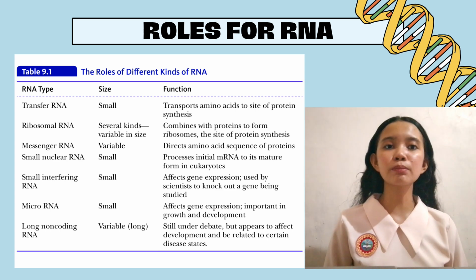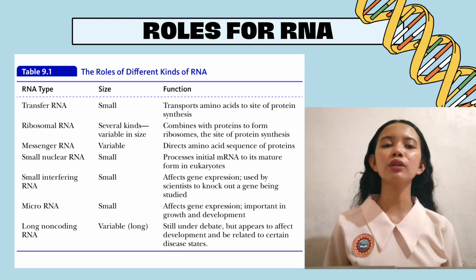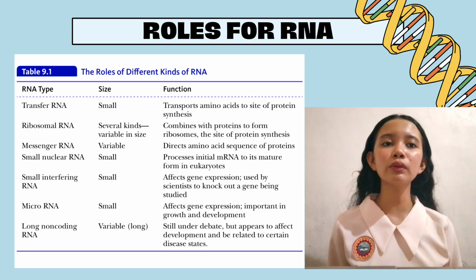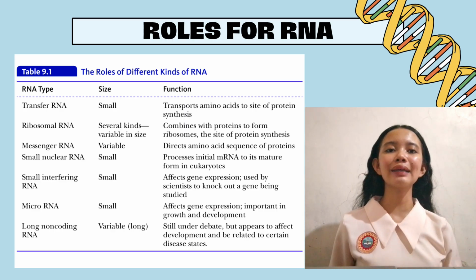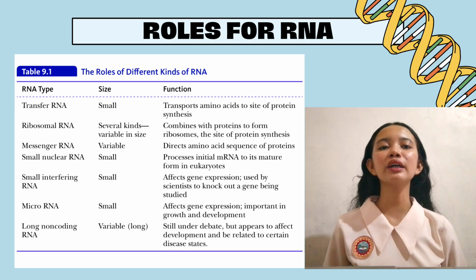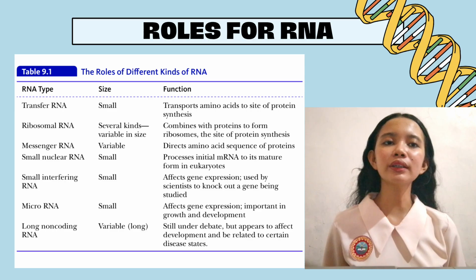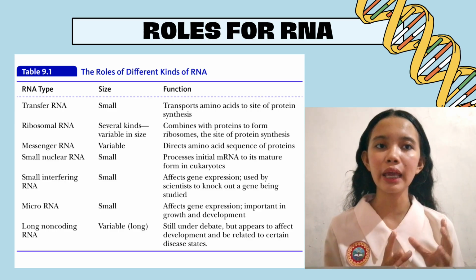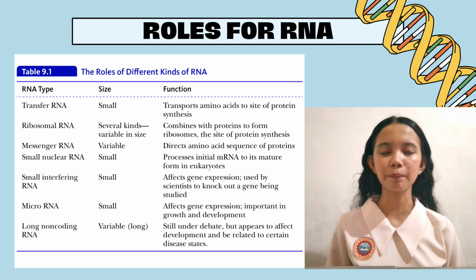Fourth is small nuclear RNA or snRNA. Small nuclear RNA is a short RNA molecule found only in the nucleus of eukaryotic cells. It combines with proteins to form snRNPs, which are involved in RNA processing. It plays an important role in editing and preparing pre-mRNA before it becomes mature and ready for translation.